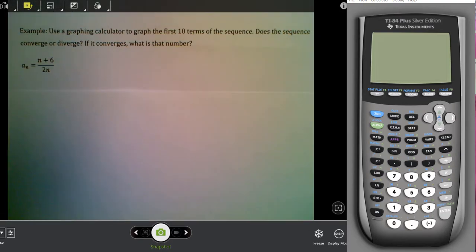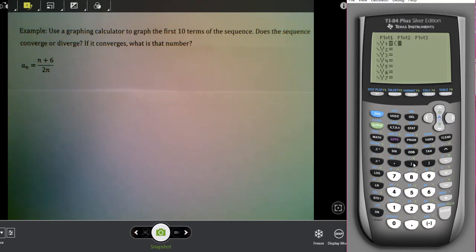sequence a sub n is equal to n plus 6 over 2n converges or diverges. But we're going to use a table, because to do this by hand is going to require some work. So we have the graphing calculator, and let's go to our y equals screen, and then we're going to enter n plus 6 over 2n, but we're going to be using the variable x.